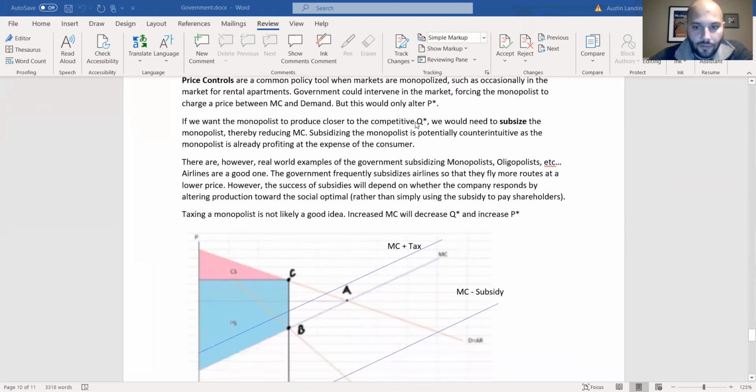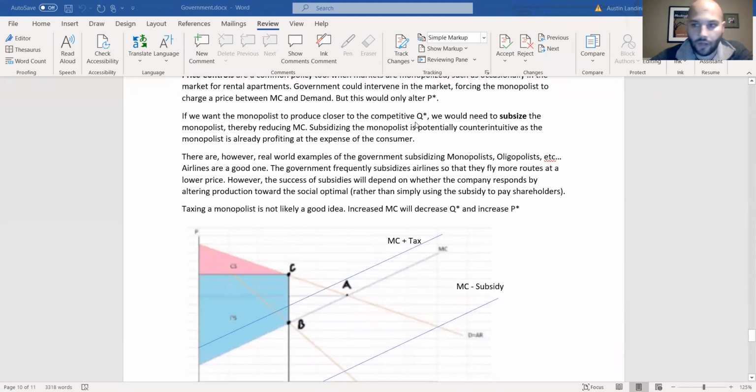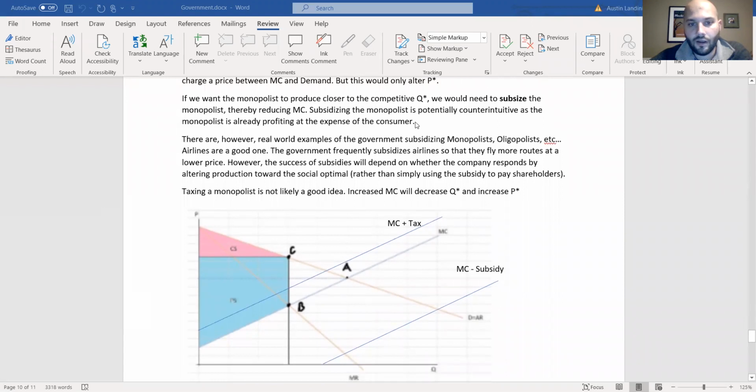So one possibility would actually be to subsidize the monopolist, thereby reducing the monopolist's marginal cost. And a lot of people would think, well, why would you want to do that? Because the monopolist is already making profit, right? It's the most profitable, and reduces consumer surplus as compared to other market structures. So why would you want to subsidize the monopolist?